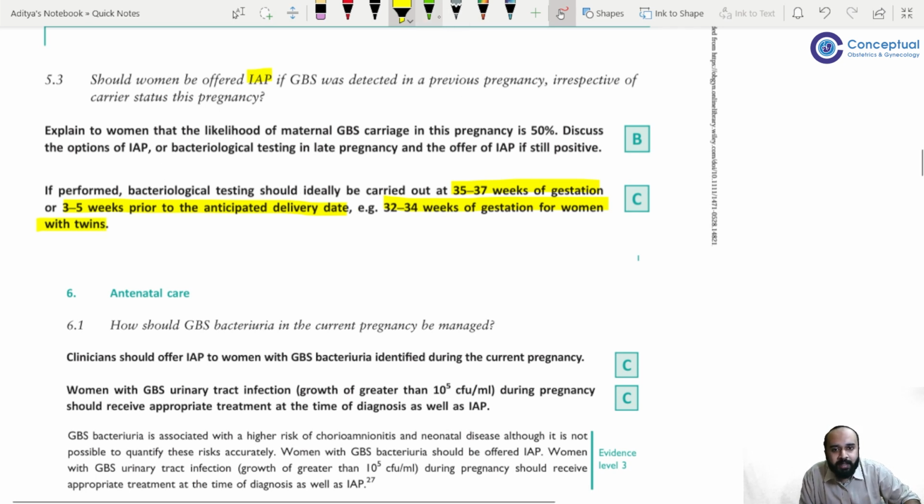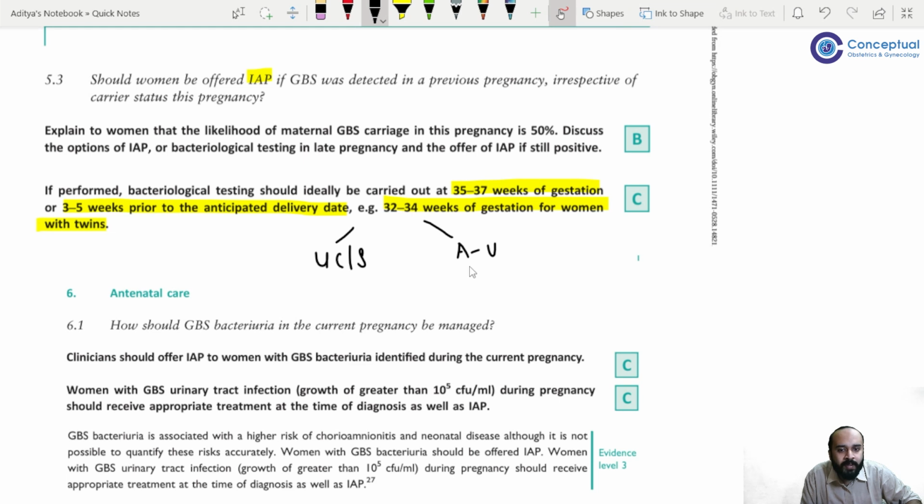What is the test that you should be doing? You have two ways. मैंने जैसे बोला था, एक तो यूरिन कल्चर भेज सकते हो, and secondly, this is urine culture sensitivity, or you can send a swab which contains anal region and lower vagina. So anovaginal swab can be sent to look for Group B Streptococcus.